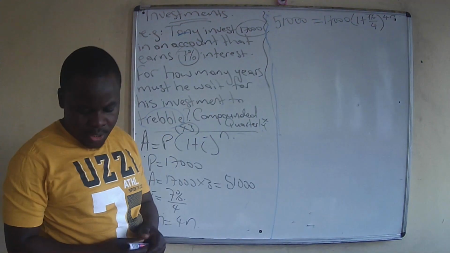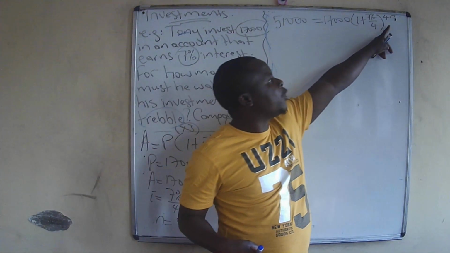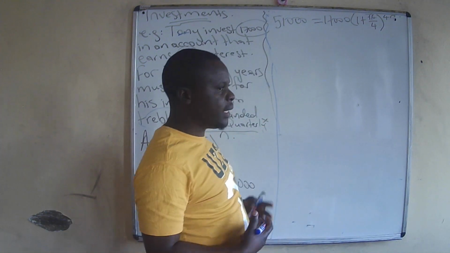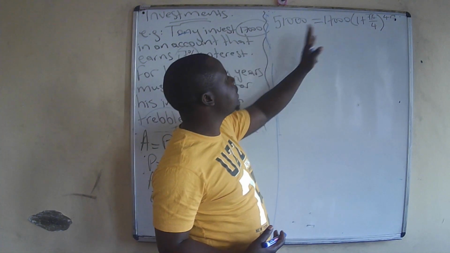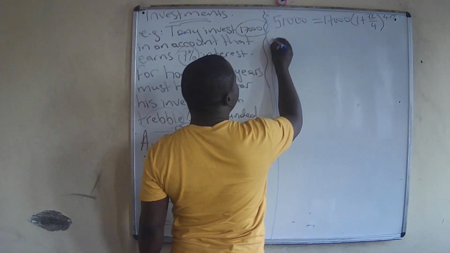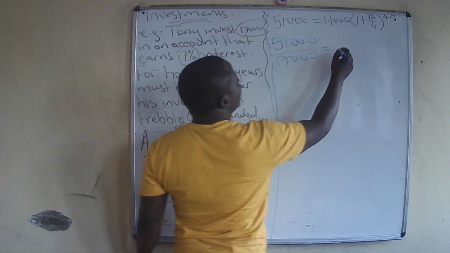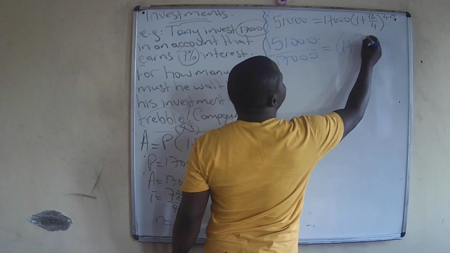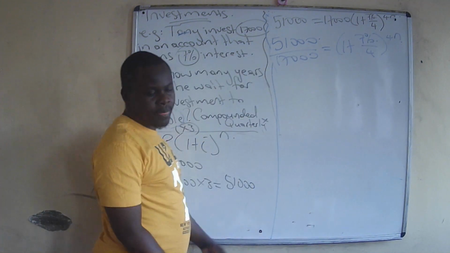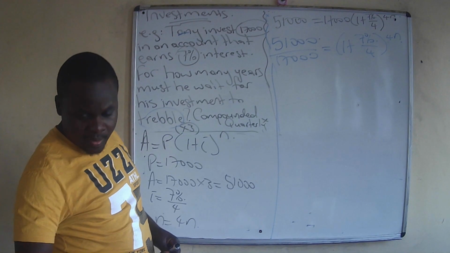So we have the information on the board, which means we want to solve for n, or 4n, which is our exponent. The next step is to divide both sides by 17,000. Dividing by 17,000, it means 51,000 divided by 17,000 is equal to (1 + 7% divided by 4) exponent 4n. So this is the information that we have so far.